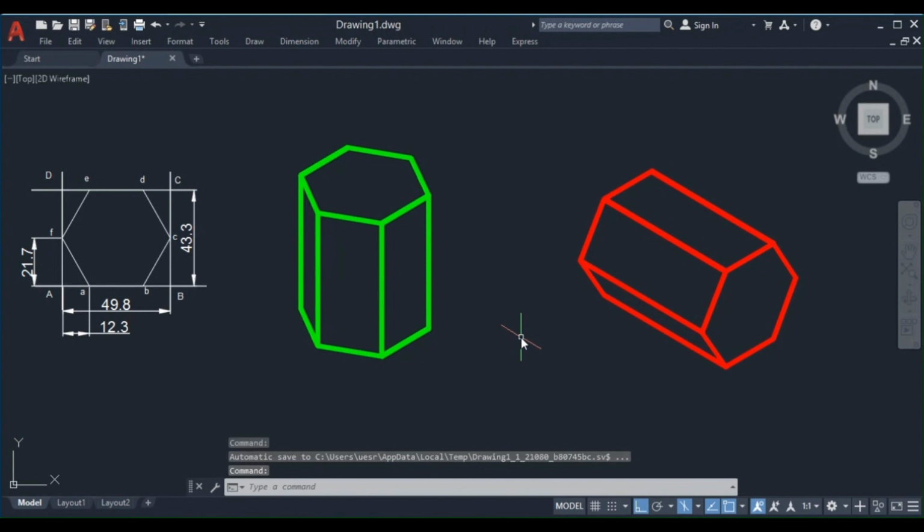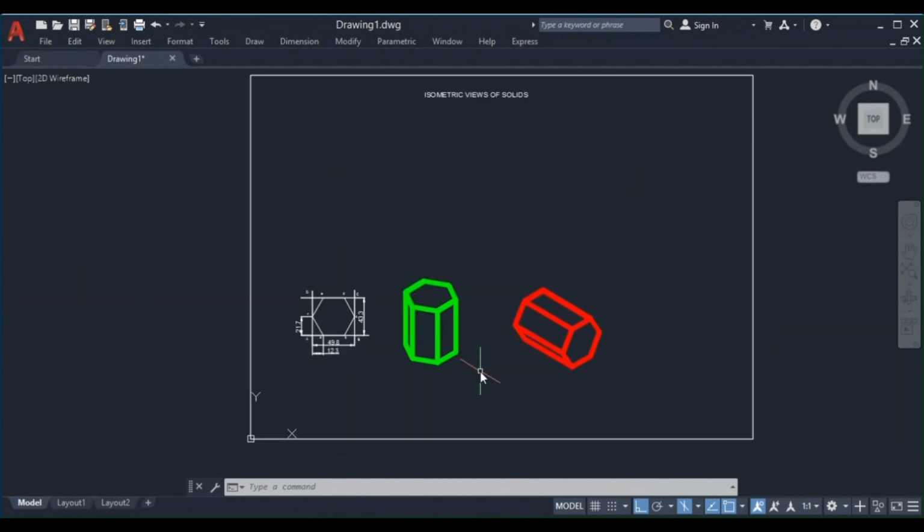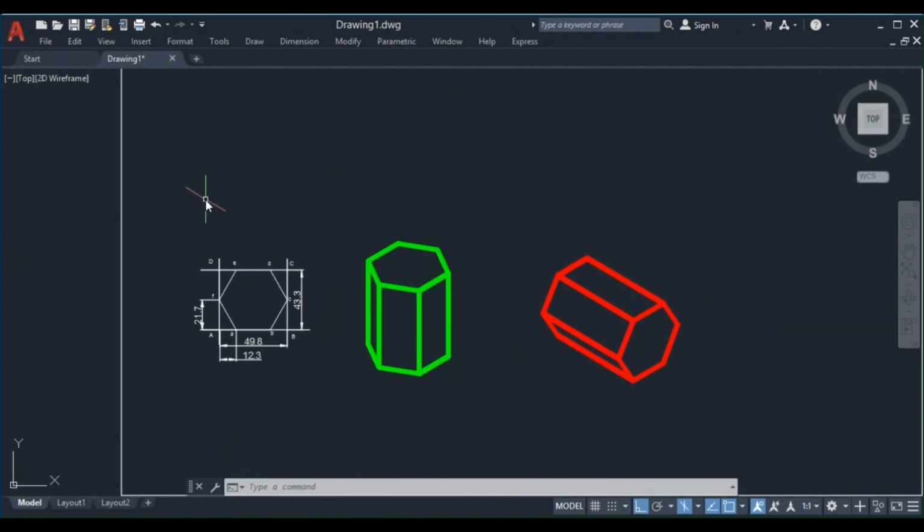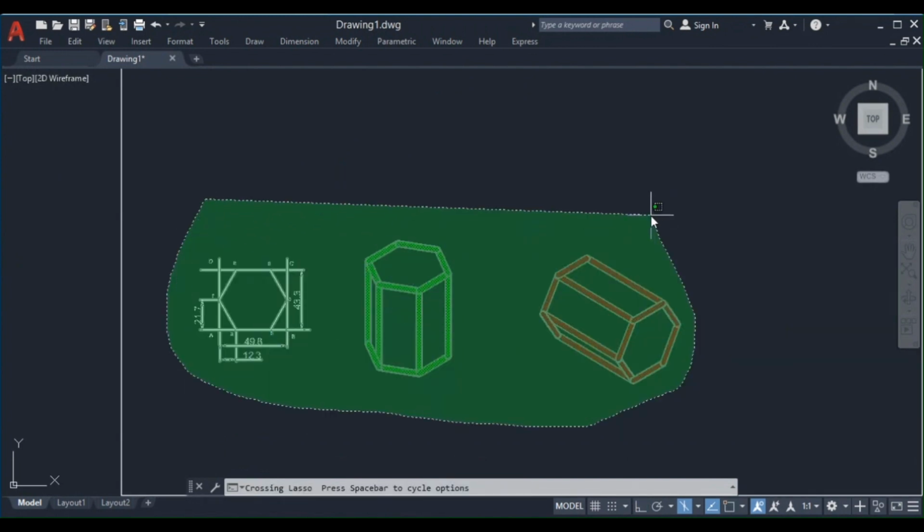Next, bit number 2, when the solid rests with its base on VP. Means that axis perpendicular to HP and axis perpendicular to VP. Right? So I'm going to remove this one.